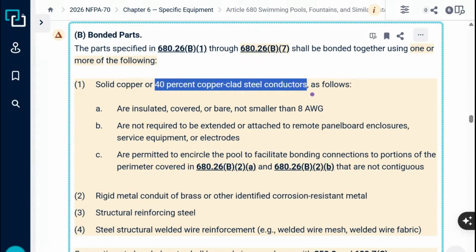So whether you're using solid copper or you're going to use a 40% copper clad steel, Vince, have you seen any of that anywhere? I have not actually seen 40% copper clad steel. I have a sample piece of it, but that's about the only thing I've seen.